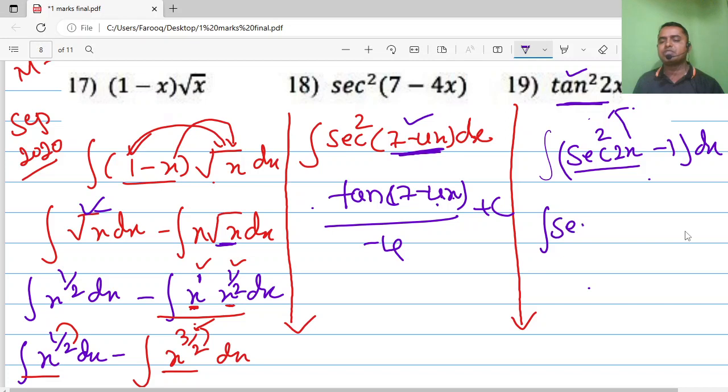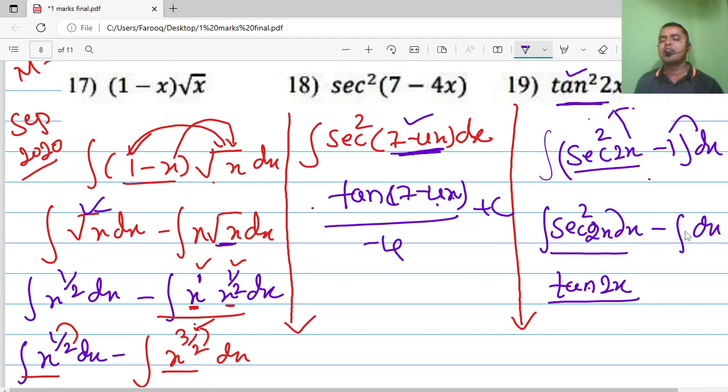Now separating these two terms, sec square 2x dx minus 1 into dx, which is dx. Separating these two terms, integration of sec square is tan x, and 2x divided by 2, minus integration of dx is x, plus c.